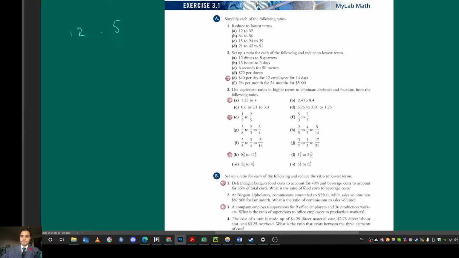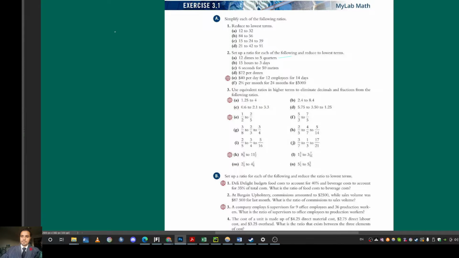Now, what is the question? Well, they're not in the same unit, right? Let's look at the second one: 15 hours ratio 3 days. Again, the problem is not in the same units. Unless there are rate problems, we are not going to use the different units, okay?